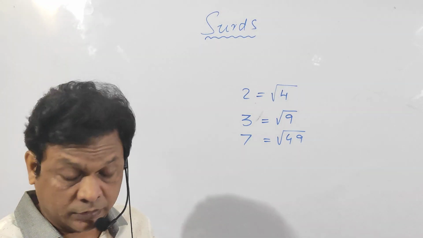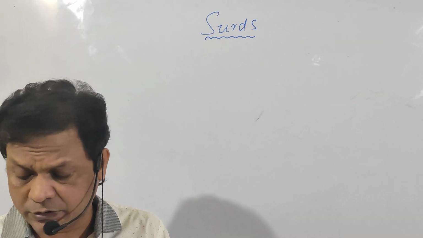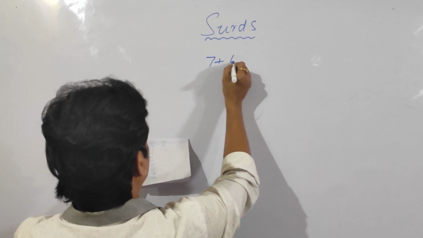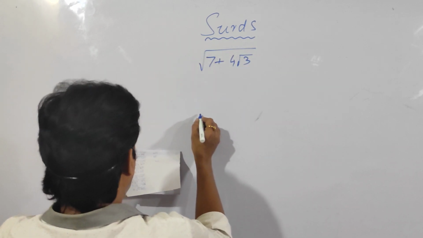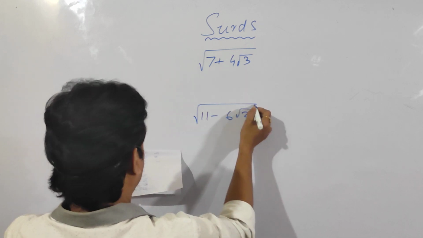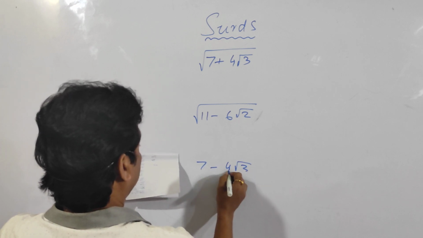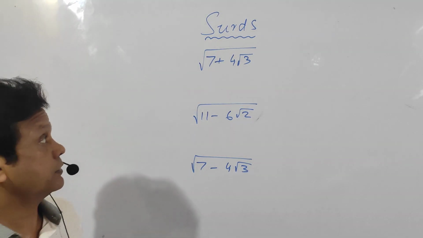Now, see here. The trick is that I am going to give you 2 to 3 examples. One example, 7 plus 4 root 3. Another, 11 minus 6 root 2. Another, 7 minus 4 root 3. Clear? So how to solve these questions?